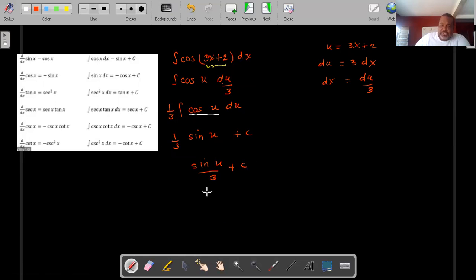But now we have to resubstitute whatever u was. So we come back over here and find what u was, and we end up with sine of 3x plus 2. Now all of this is in brackets. All divided by 3 plus c. And that's it. There you go. I certainly hope that this was helpful.